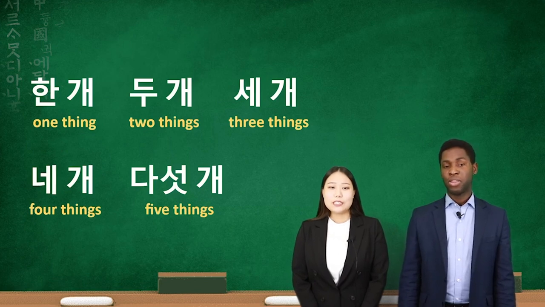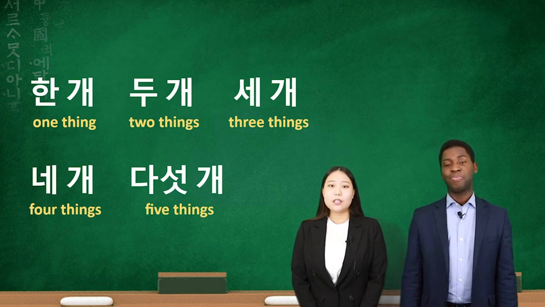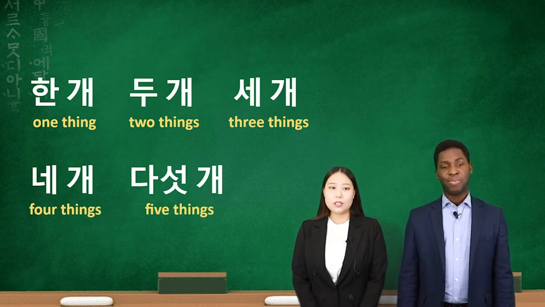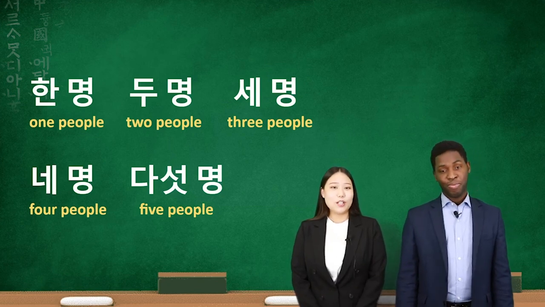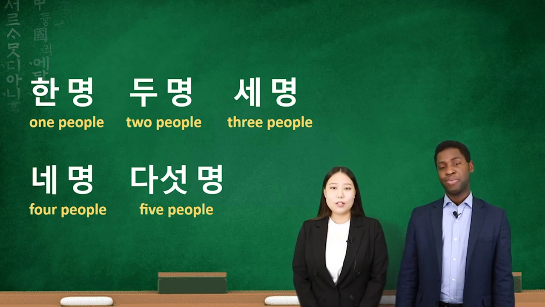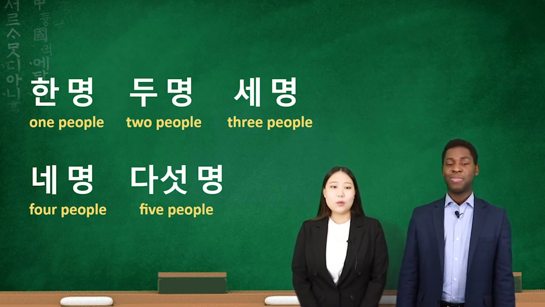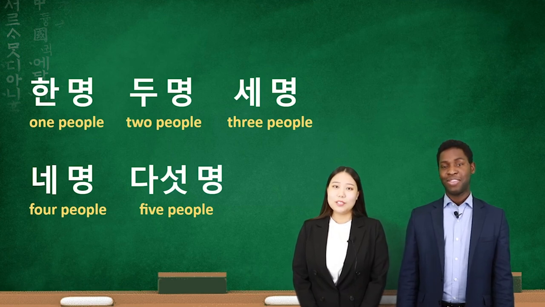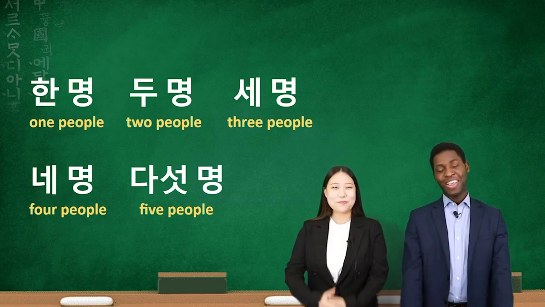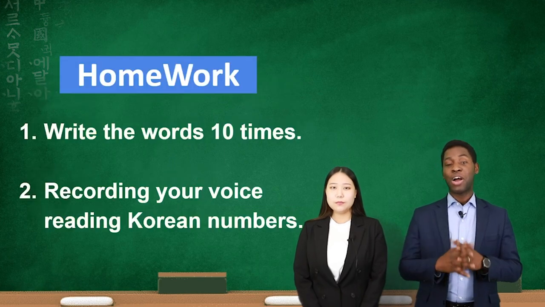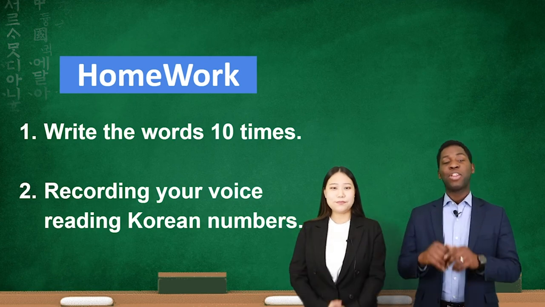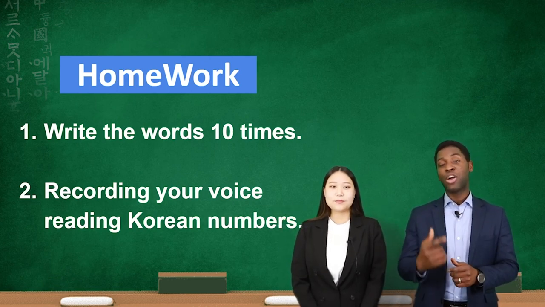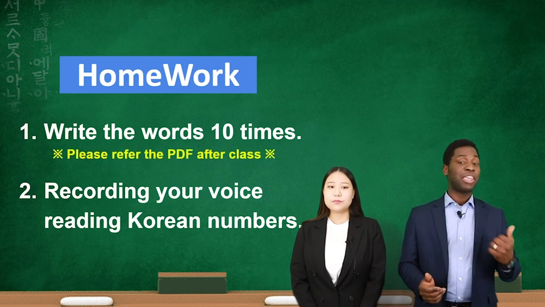When counting things, 한 개, 두 개, 세 개, 네 개, 다섯 개. When counting people, 한 명, 두 명, 세 명, 네 명, 다섯 명. How was it? Do you get it now? Good. Today's homework is to write the words you learned today 10 times, and record your voice reading Korean numbers. Please refer to the PDF that we gave.